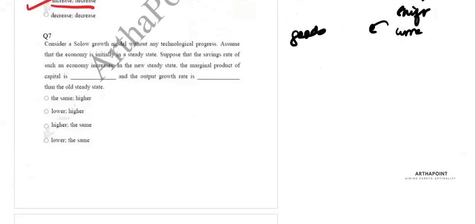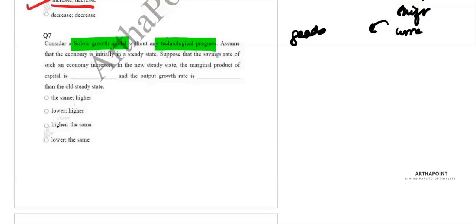Now, let's go ahead and read the next question. Consider the Solow model. This is coming from macroeconomics growth theory. Consider the Solow model of growth without any technological progress. Assume that the economy is initially at steady state. Now we just have to recall one equation for the Solow model. Nothing more than that, nothing less than that.